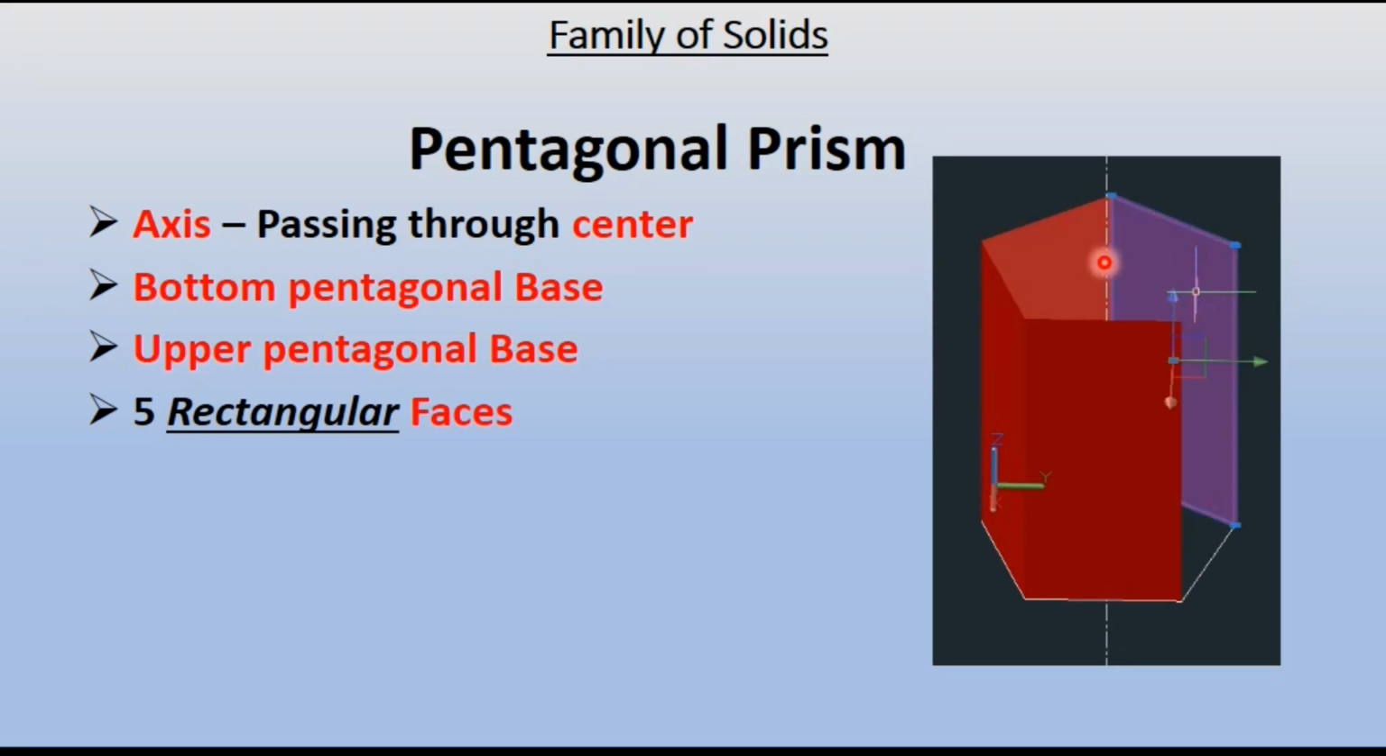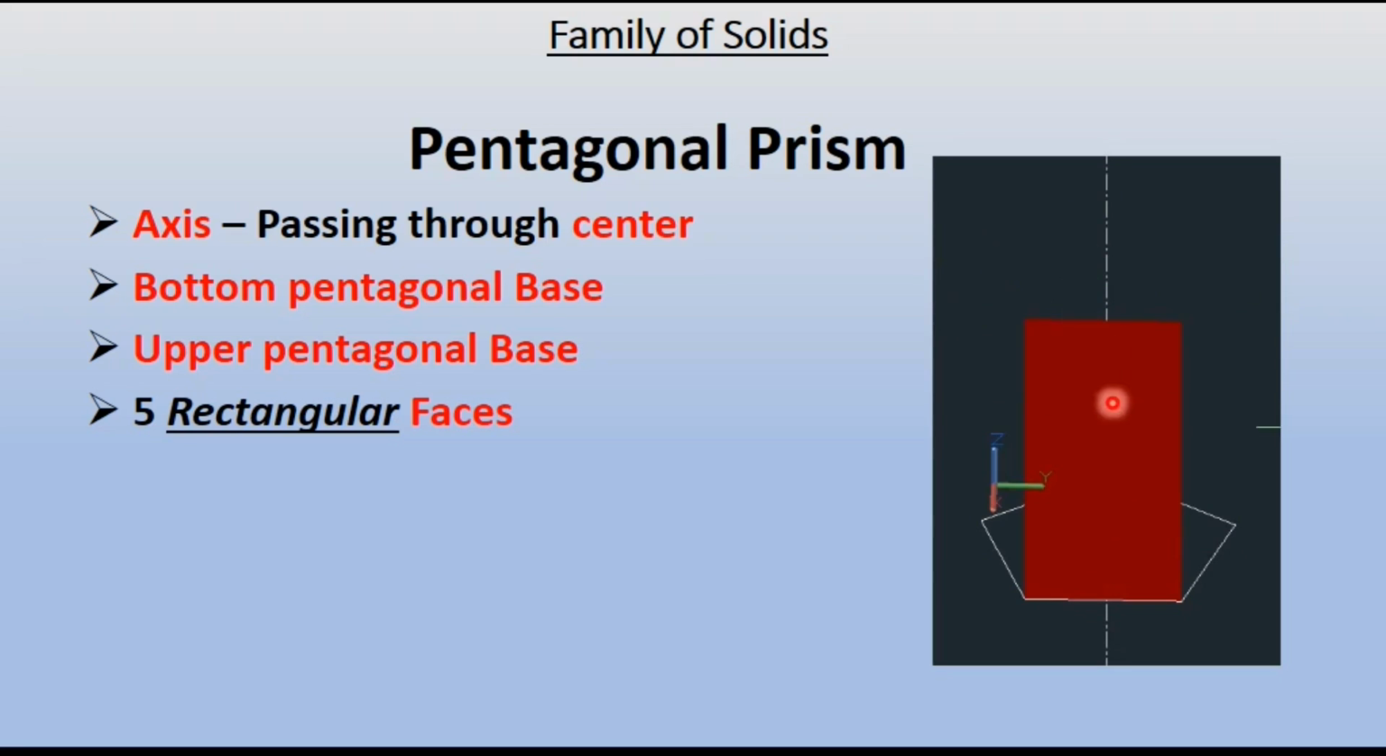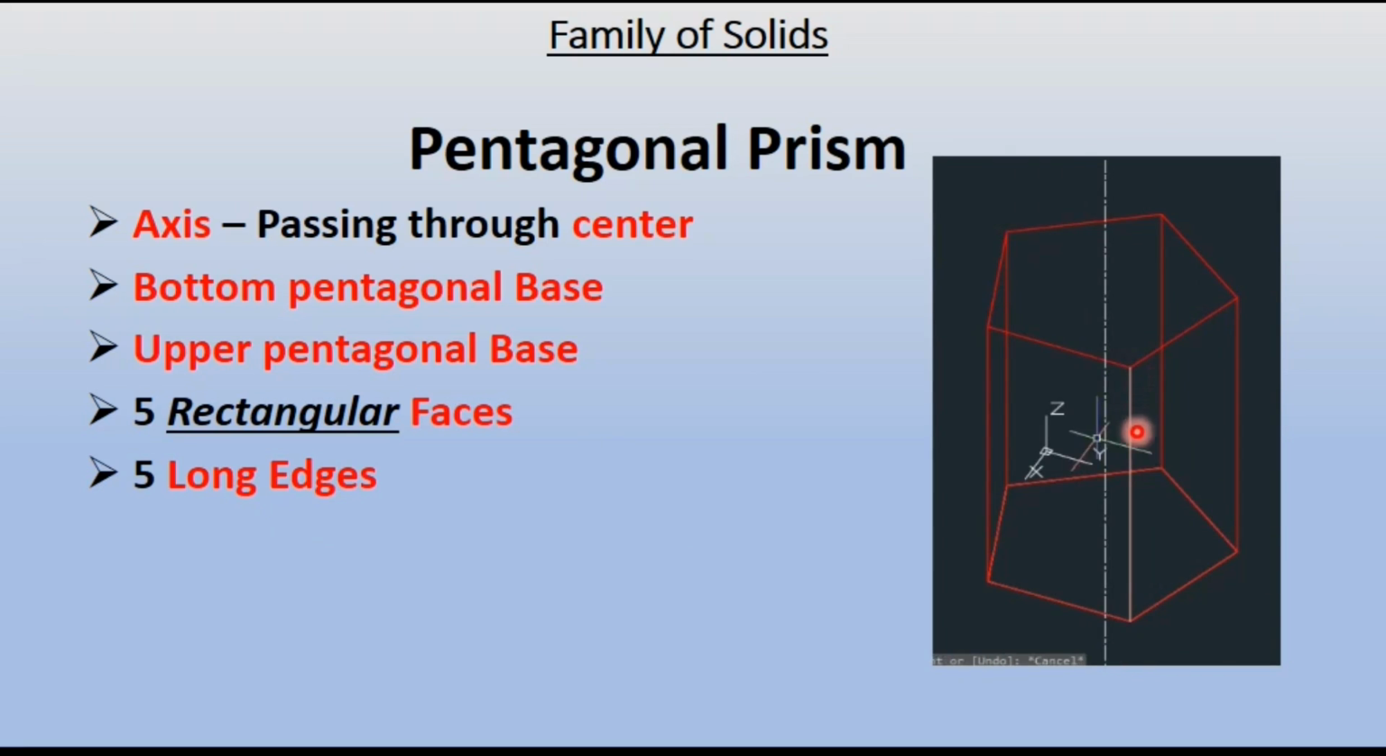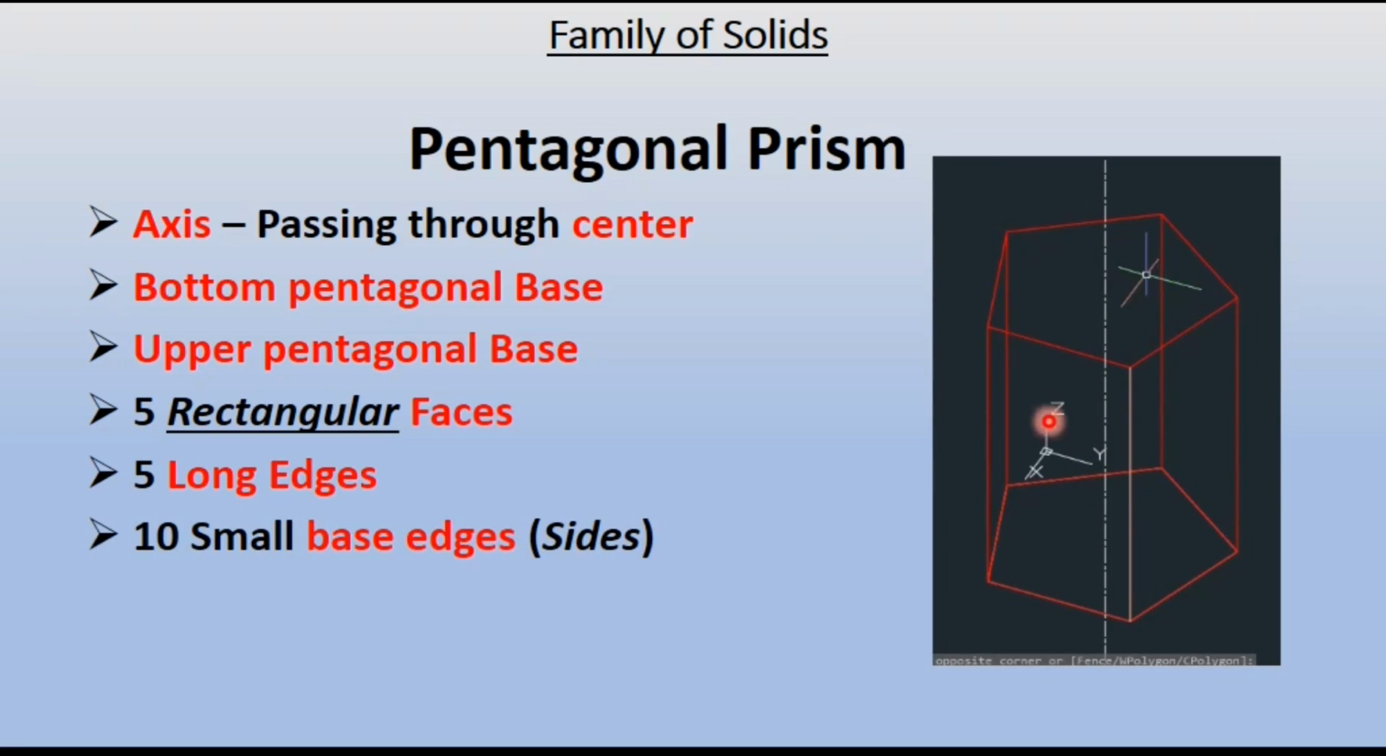As you can see here, I will delete the other faces. Here you see the rectangular face. If I join these 5 rectangular faces, I will form the pentagonal prism with 2 bases here. The pentagonal prism will have 5 longer edges at the joining point of these two rectangular faces. So this is one edge. Similarly, it will have 5 longer edges and 10 small edges, base edges.